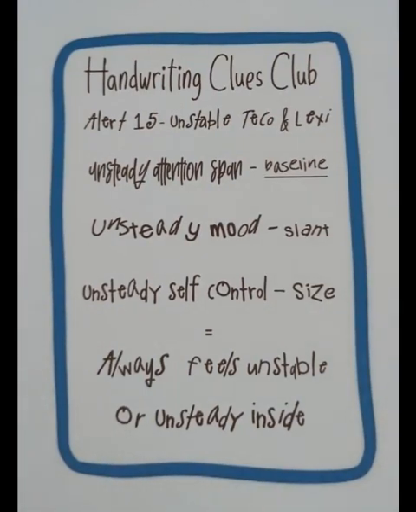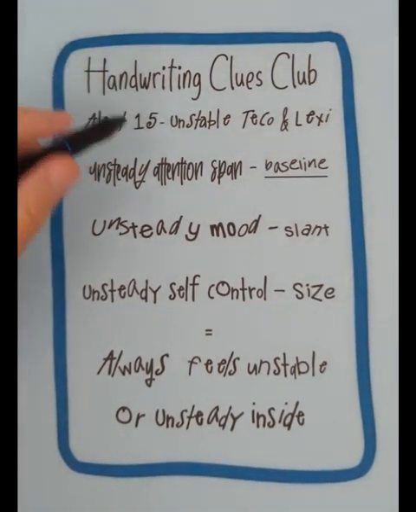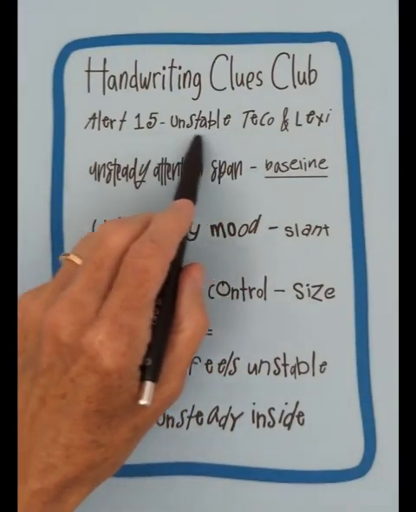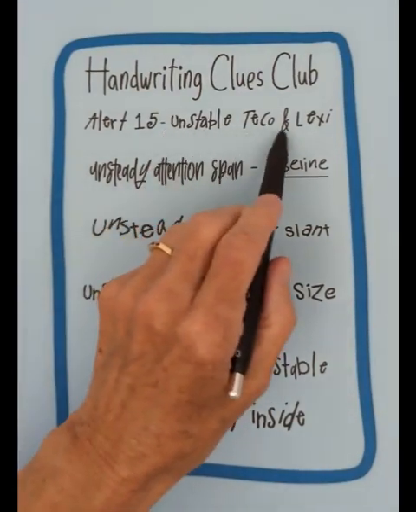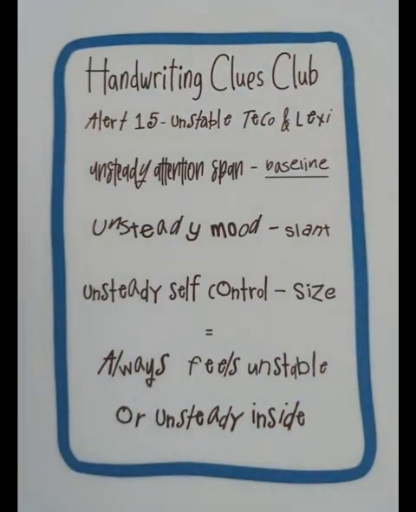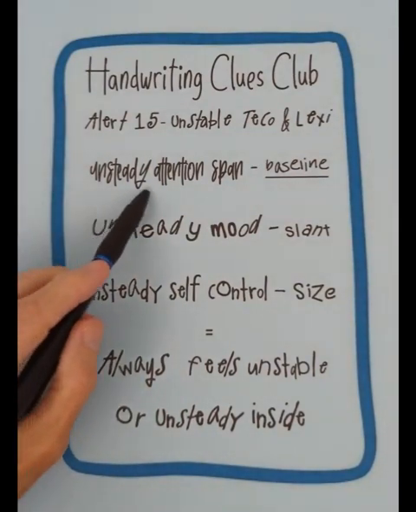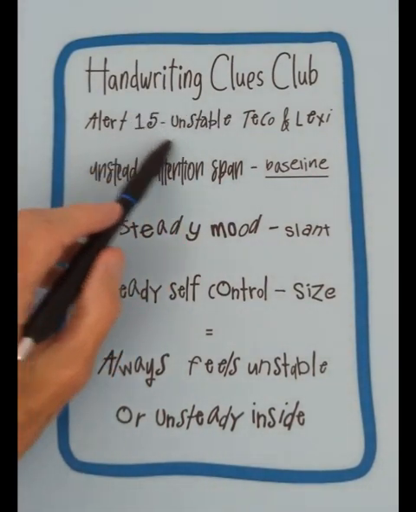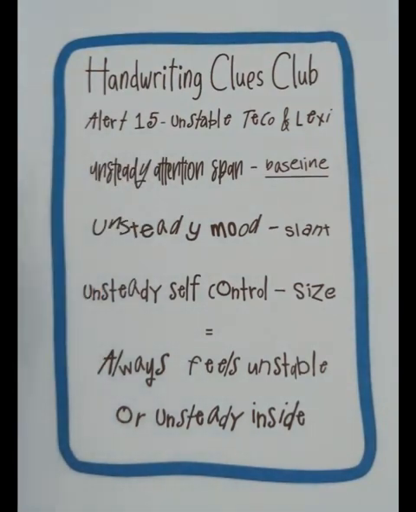This video is handwriting clue alert number 15, and it's about unstable Teco and unstable Lexi. Now, why? What are the clues in handwriting that show a person is unstable? Well, there are three different ones that we're going to look at, and I'm going to call them unsteady. You could call them unstable or unsteady. They both mean the same thing.